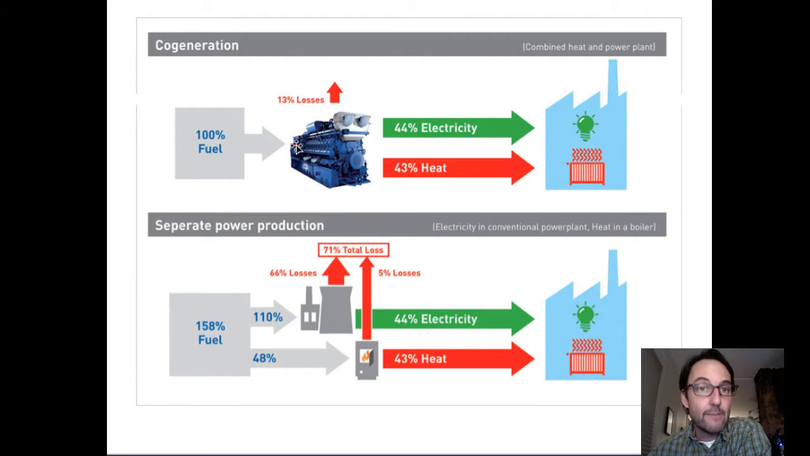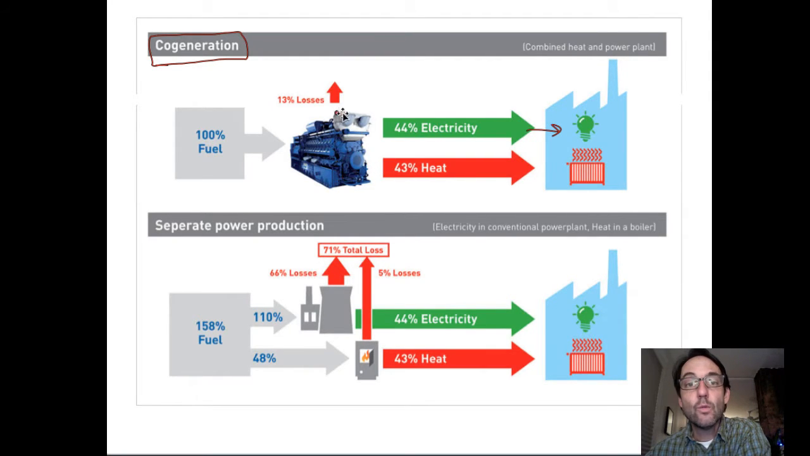So one way in which we can increase the efficiency of some of these processes is through the process of cogeneration. And it's a fairly simple idea. The idea is that in the process of creating electricity, so let's say we have some fuel, and in the process of cogeneration, you burn that fuel in a traditional fashion to create electricity. In this particular example, it's showing it as 44% efficient, which is fairly good.